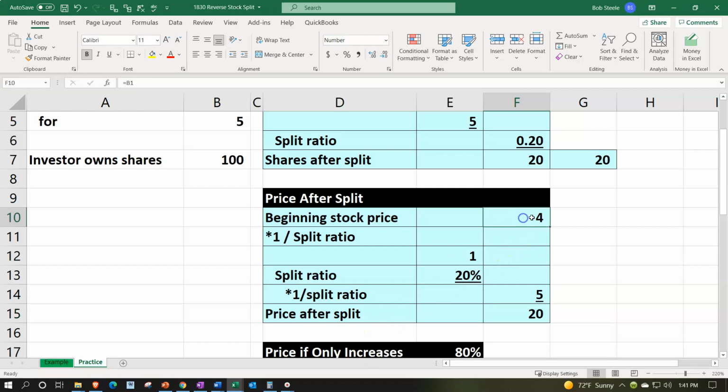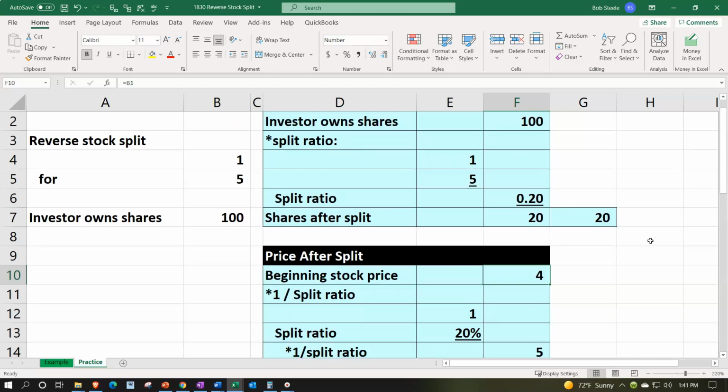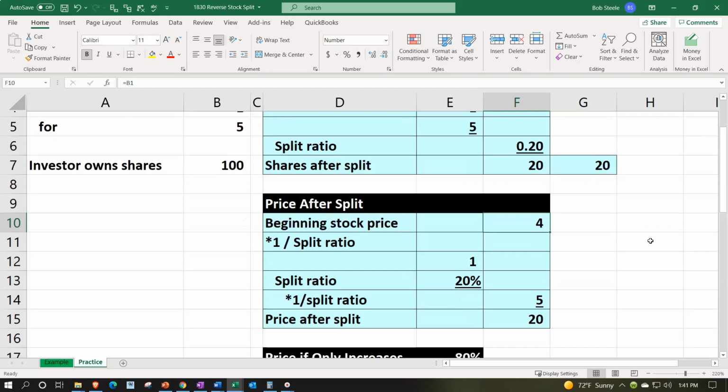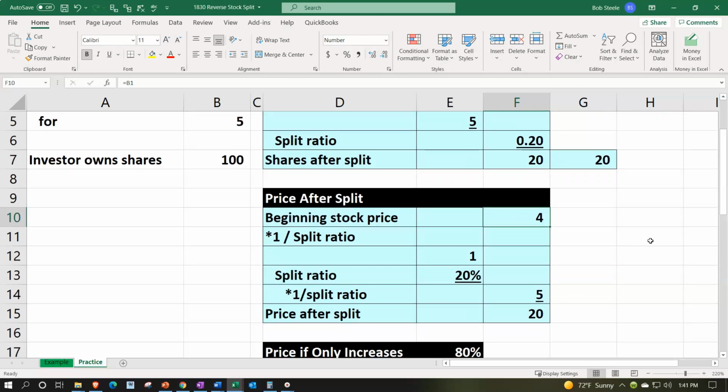The price was at 4 before, and now we've reduced it by 1/5 of the shares. So for every 5 shares, we now have 1 share. So you would expect the price to be the 4 times 5, or price after the split, of 20. However, you could see that there might be a negative impact on the market, meaning they could see this as a bad sign to put this into effect.